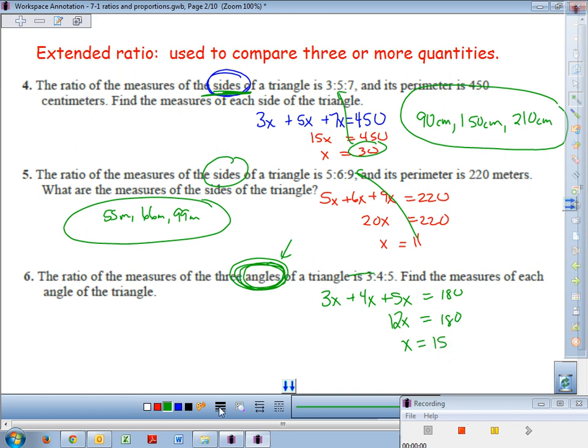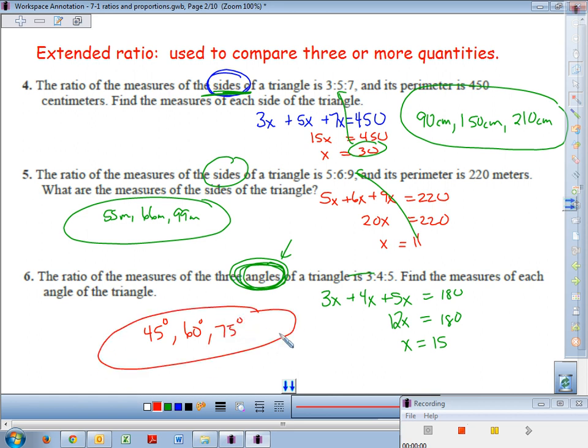And then to find the three angles, we just take 15 times each number in the ratio again. 3 times 15 is 45, and it's angle measure, so we label that in degrees. 4 times 15 is 60 degrees, and 5 times 15 is 75 degrees.